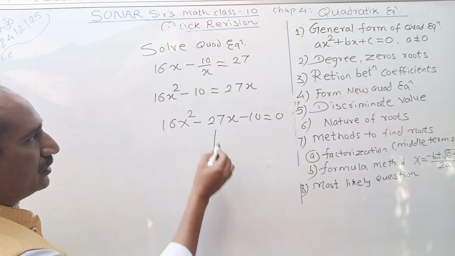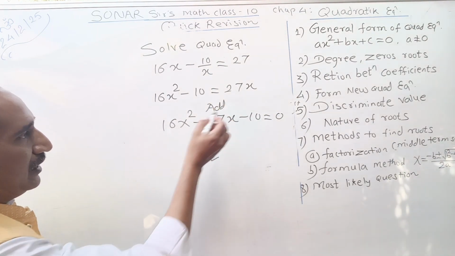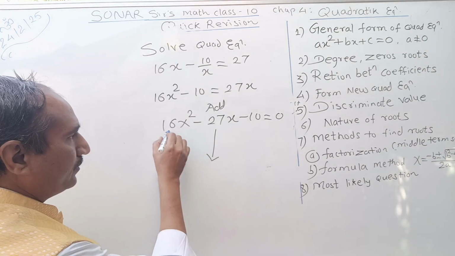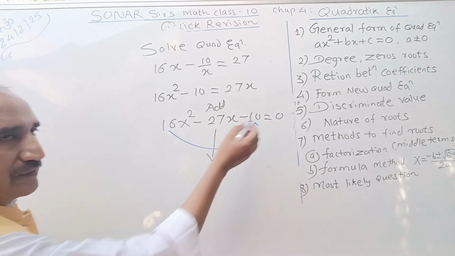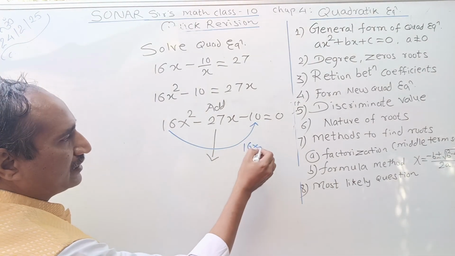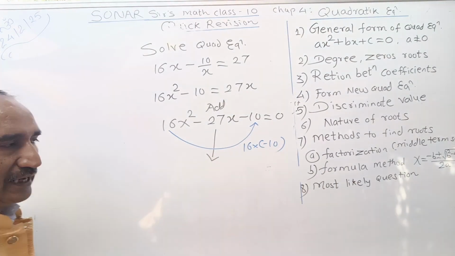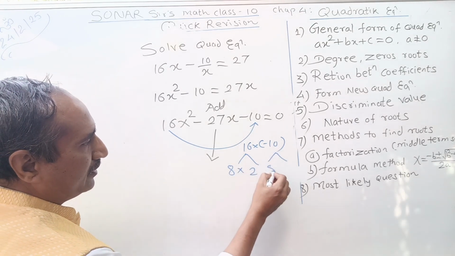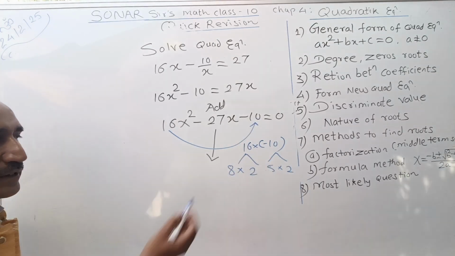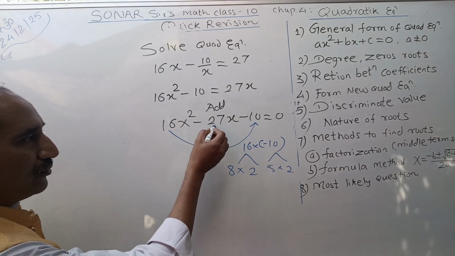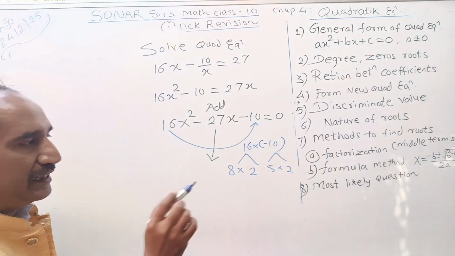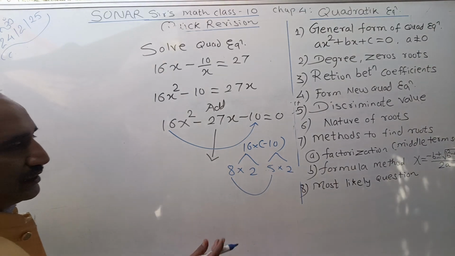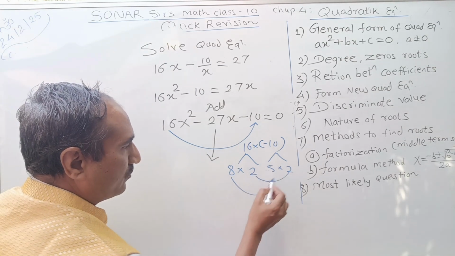So we want the addition as 27, and we have to multiply coefficient of x square with the constant term, that is 16 into minus 10. So 16 we can write 8 2s, and this 10 can be written as 5 2s. The whole product becomes minus. But we are looking for the addition minus 27. So 8 5s are 40. So it cannot be. So 8 2 2s are 4.